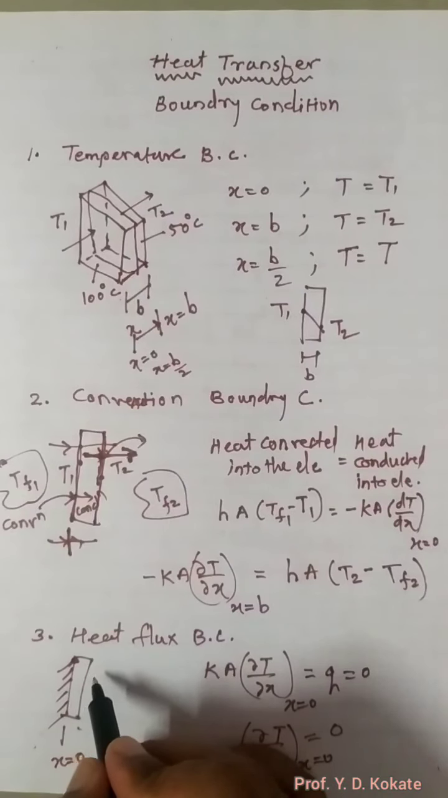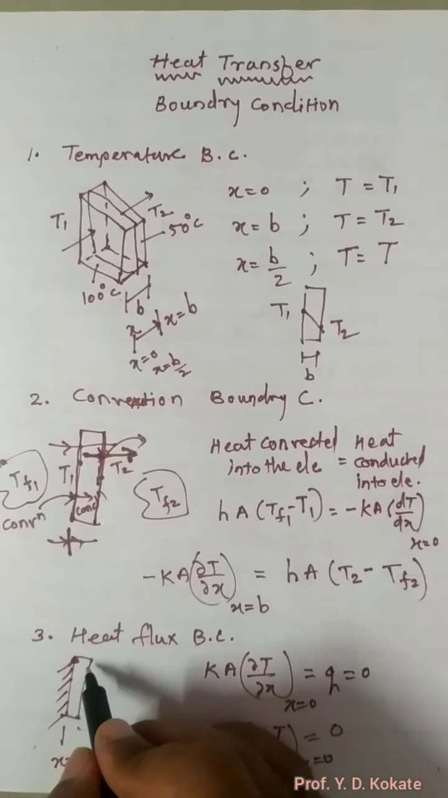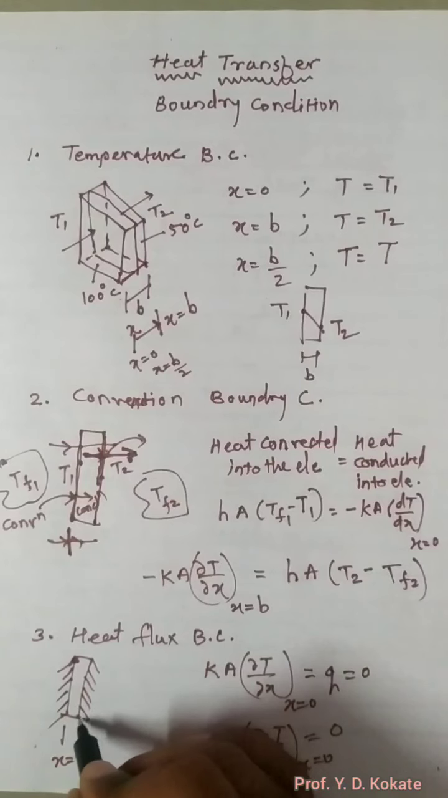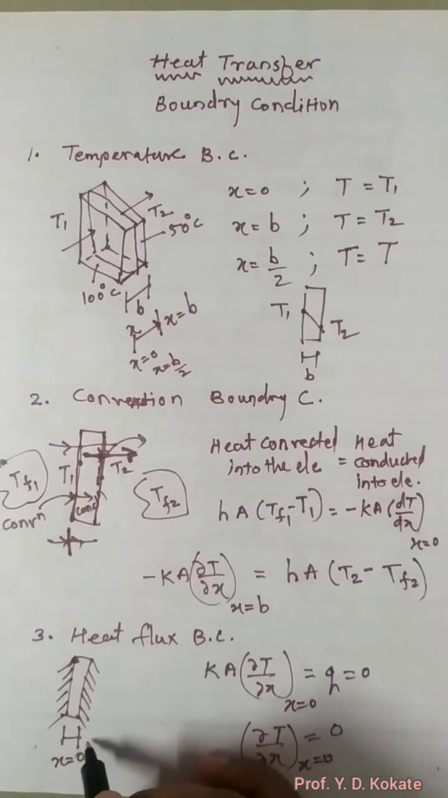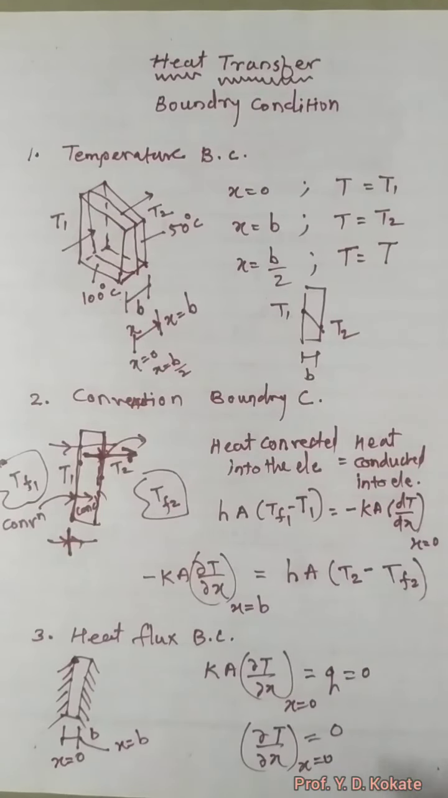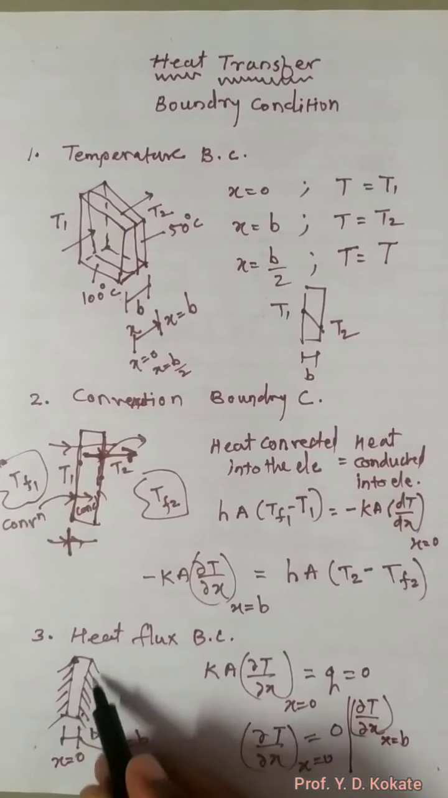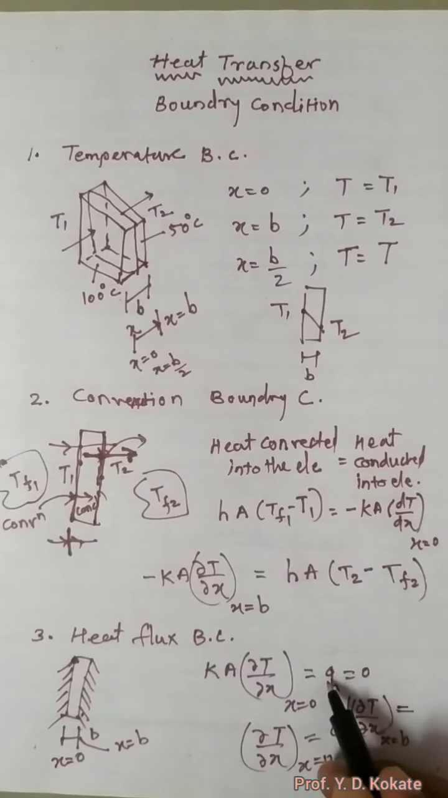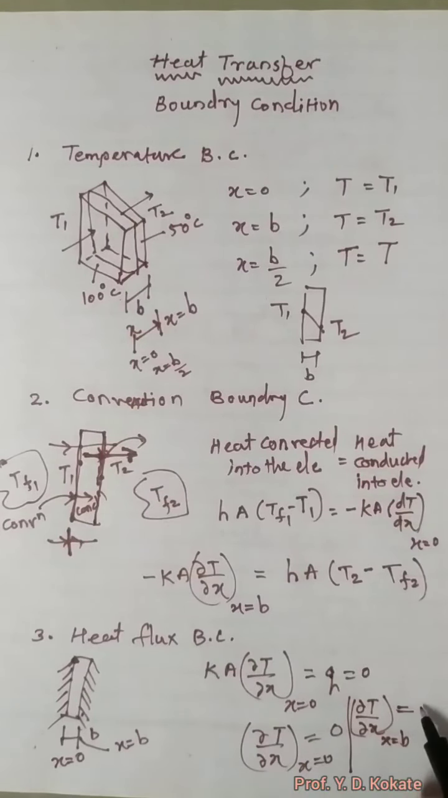If in some application insulation is provided where the thickness is b, that means here x is equal to 0, and here x is equal to b. So what is your boundary condition at that time? dT by dx at x is equal to b, and at x is equal to b insulation is provided, so heat transfer is 0. So dT by dx is 0.